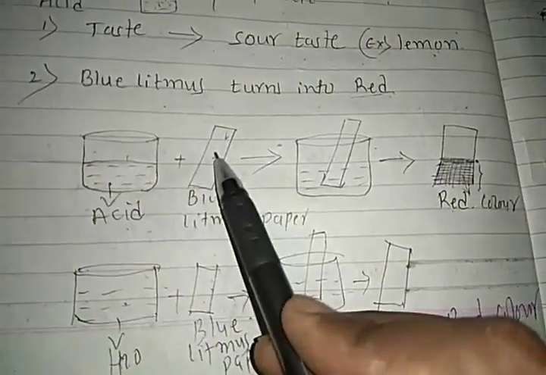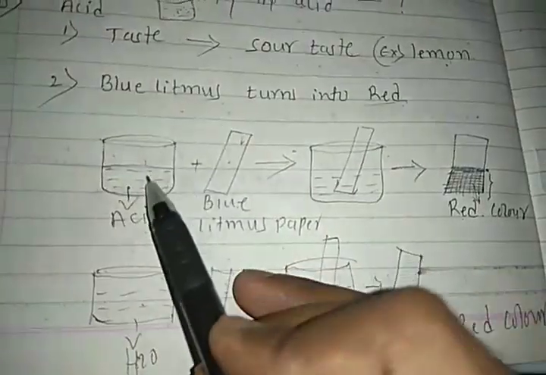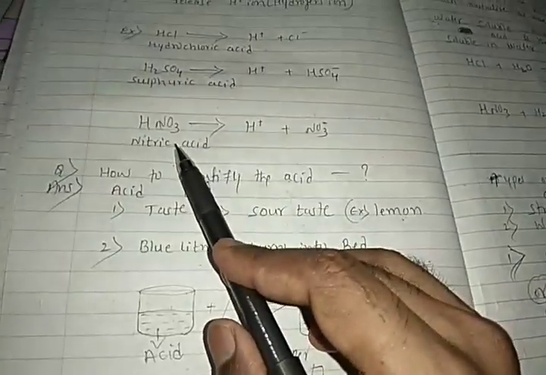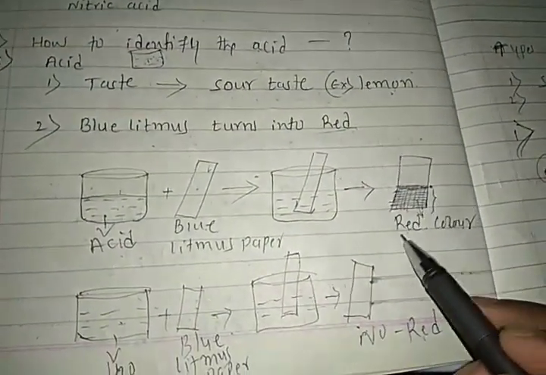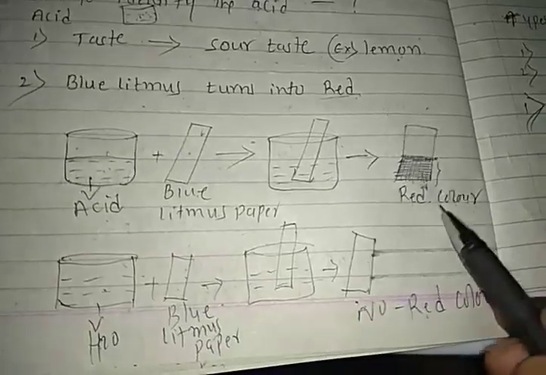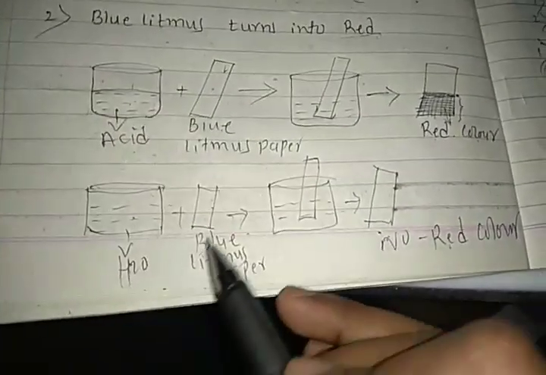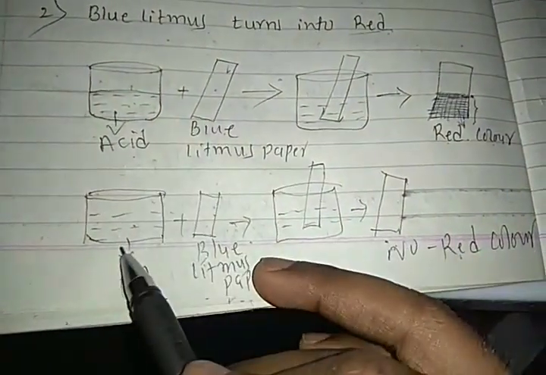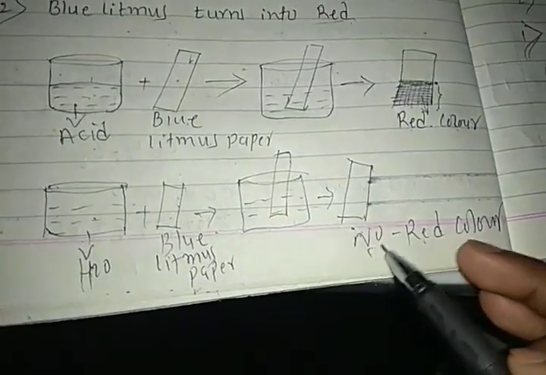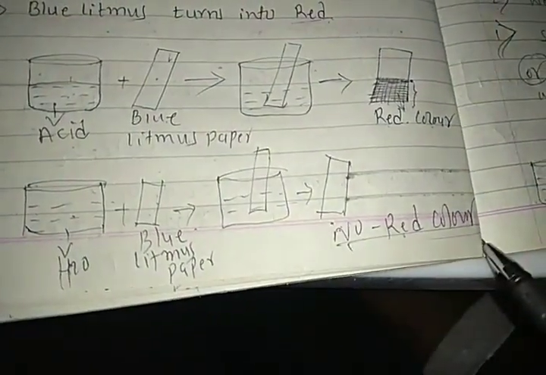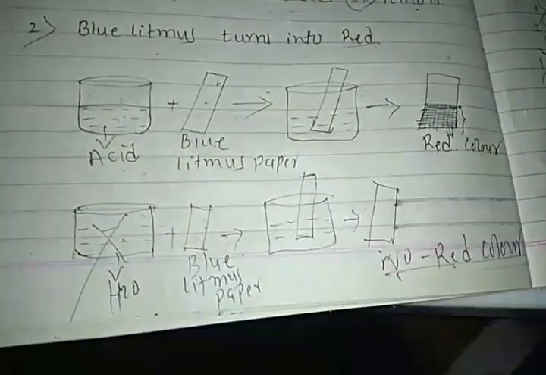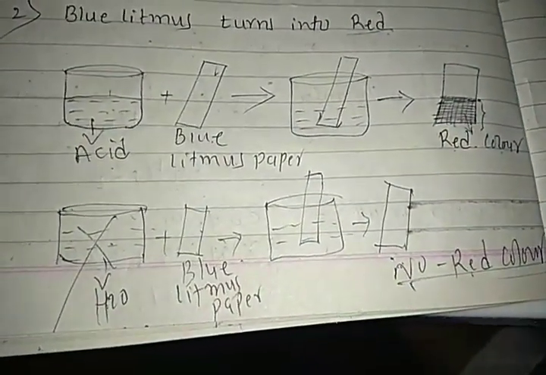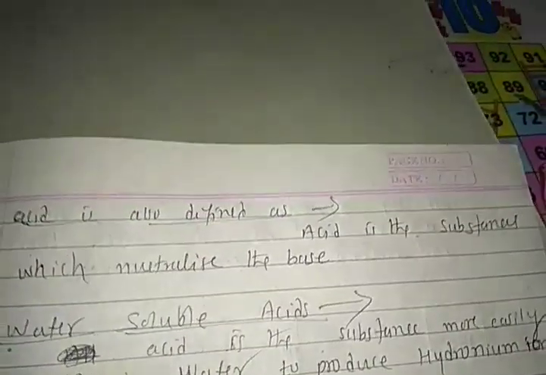Whenever blue litmus paper is dipped into HNO3, H2SO4, HCl, or any acid, the dipped portion turns red. That's why it is called acid. If the blue litmus paper is dipped into water, it doesn't change. No red color appears, so that is why water is not an acid. Right students? Understood?